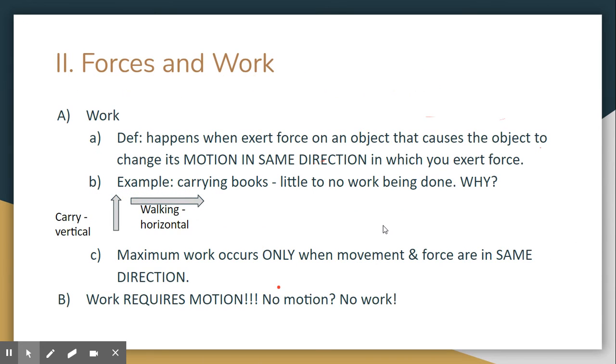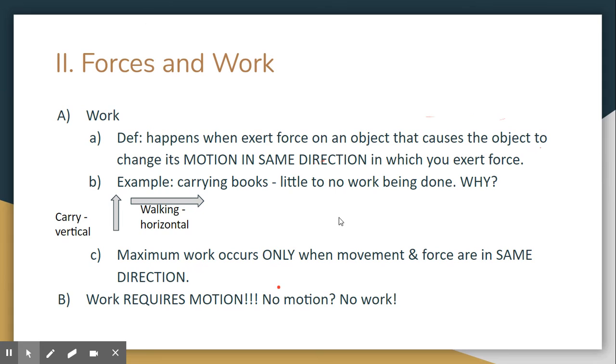Okay. So forces and work. So how do these forces relate to work? Work happens when we exert a force on an object that causes that object to change its motion in the same direction in which you exert the force. So when you do work, it has to be movement in the same direction of the force.